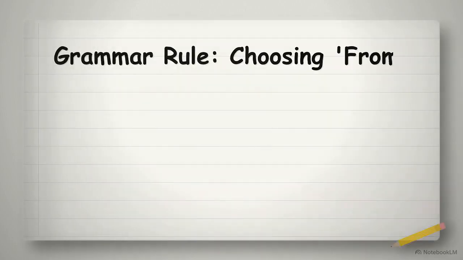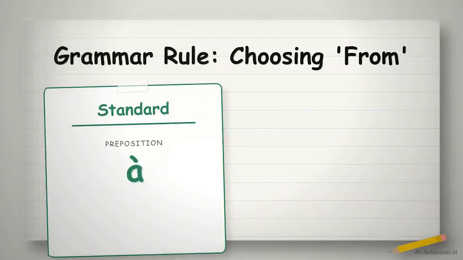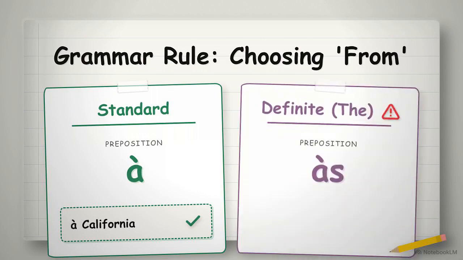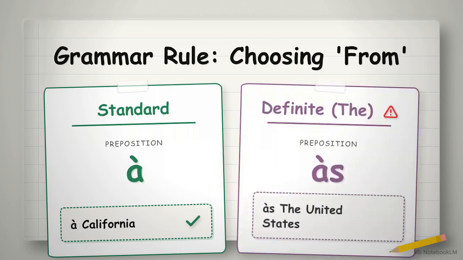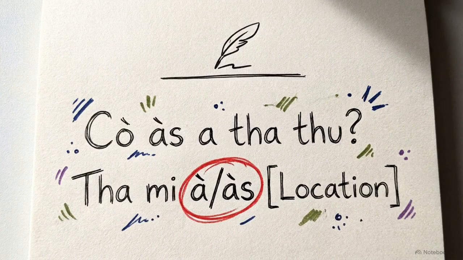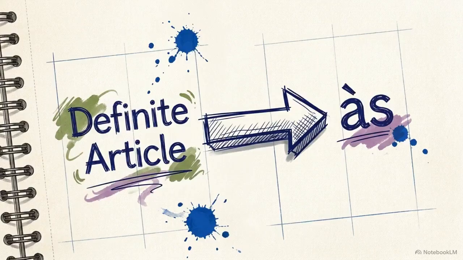This comparison shows the rule. Use à for standard places, like California or Scotland. You only use às if the place name includes the word the, such as the United States. Fill out the fourth section of your script. Write down the question and then your response, making sure you select the correct preposition. Choosing between these two forms ensures your sentences follow the grammatical requirements of the definite article.